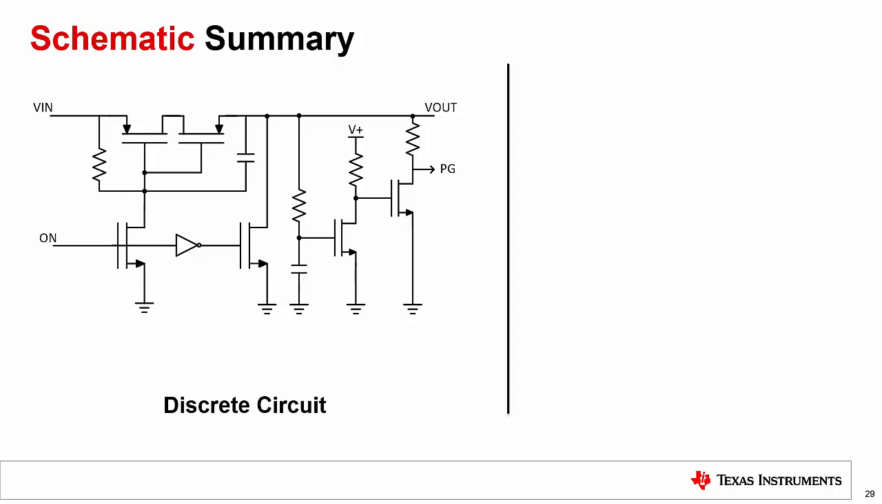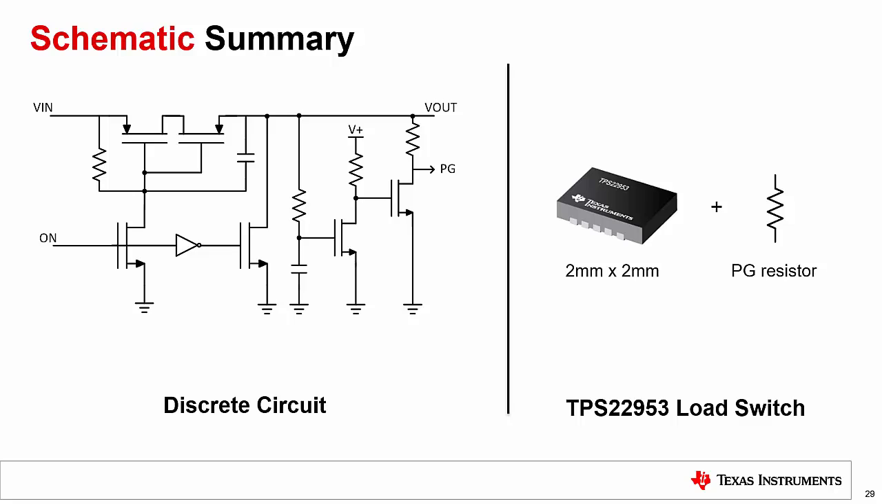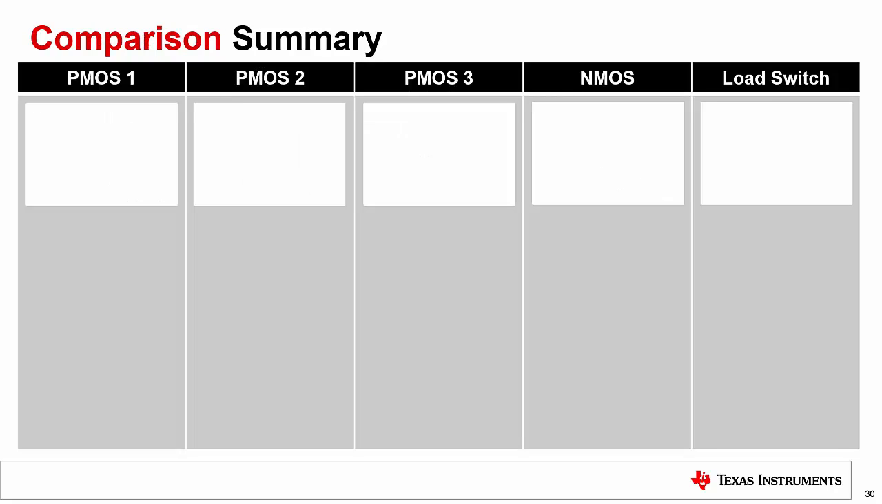To summarize, the circuit on the left shows the discrete implementation for a power switch with quick output discharge, reverse current blocking, and power good. To implement a load switch solution with all of these features, the TPS22953 load switch with a PG resistor are all that are needed. To recap, let's go over all of the presented solutions for comparison.